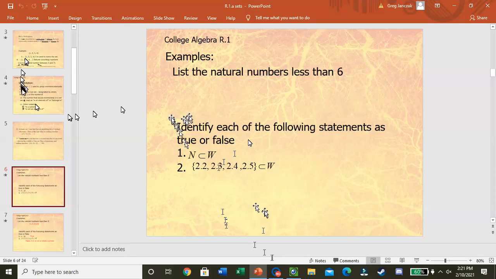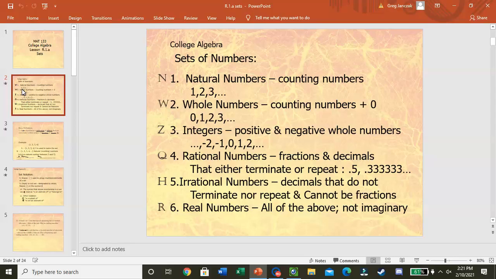Way back here. Natural numbers: 1, 2, 3, and so on. Whole numbers: 0, 1, 2, 3. So can we say natural numbers are a subset of whole numbers? Yeah. Everything that's a natural number is a whole number, right?